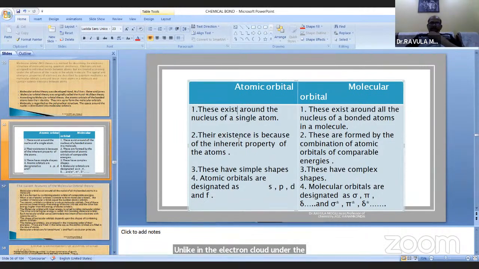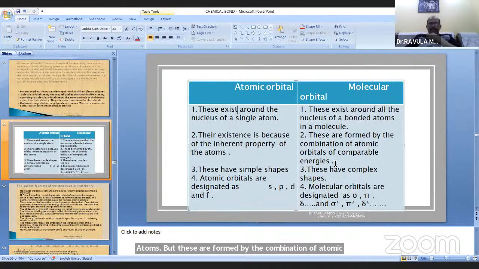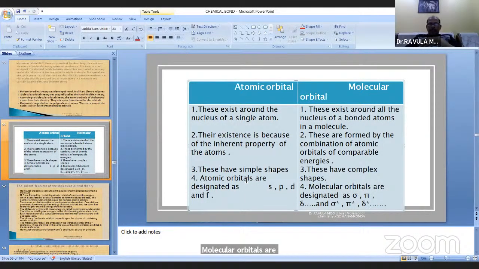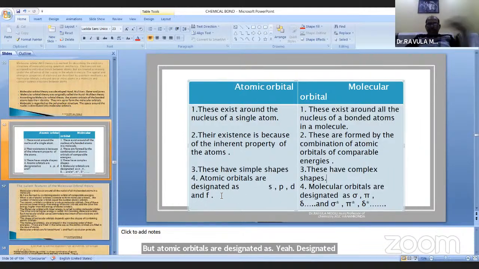Next one here: the existence of atomic orbitals is because of the inherent property of the atoms, but molecular orbitals are formed by the combination of atomic orbitals of comparable energies. Atomic orbitals have simple shapes, while molecular orbitals have complex shapes. Atomic orbitals are designated as s, p, d and f.